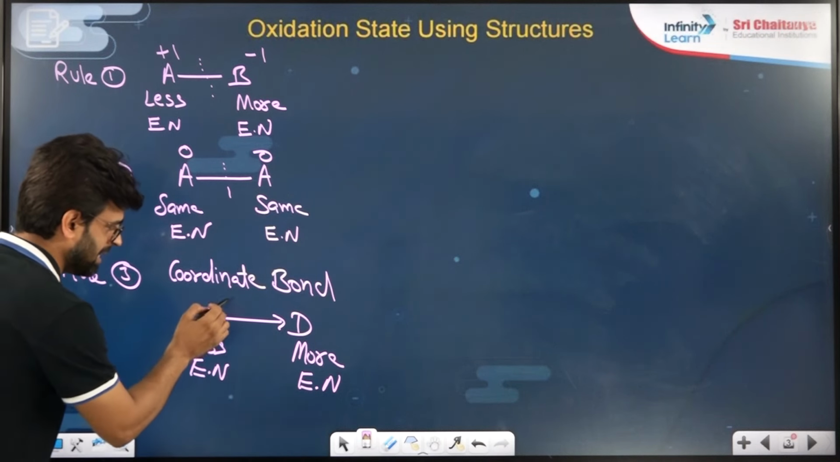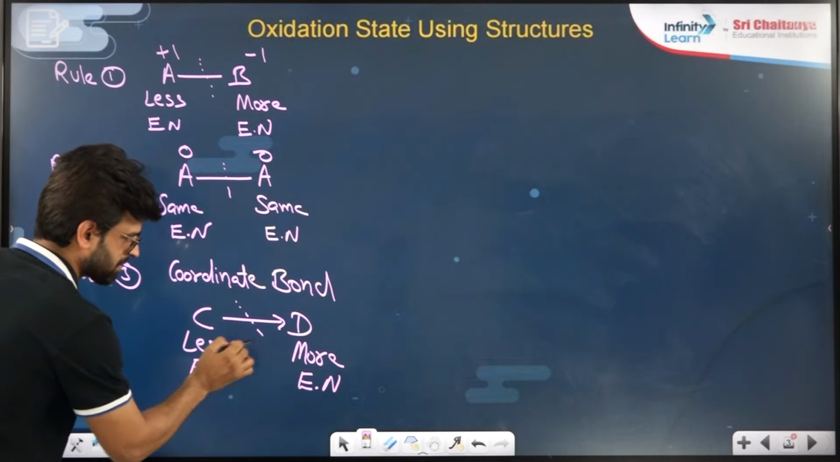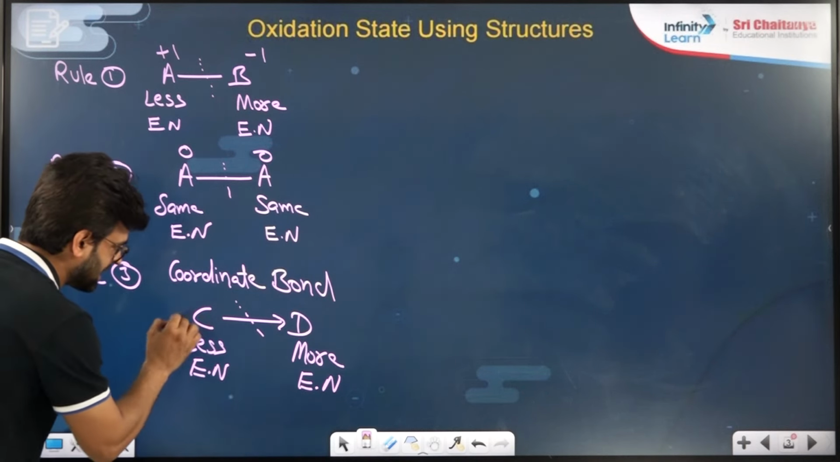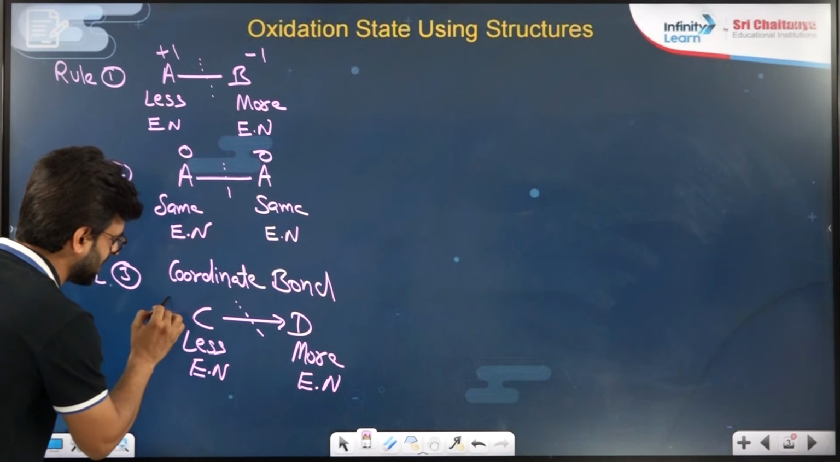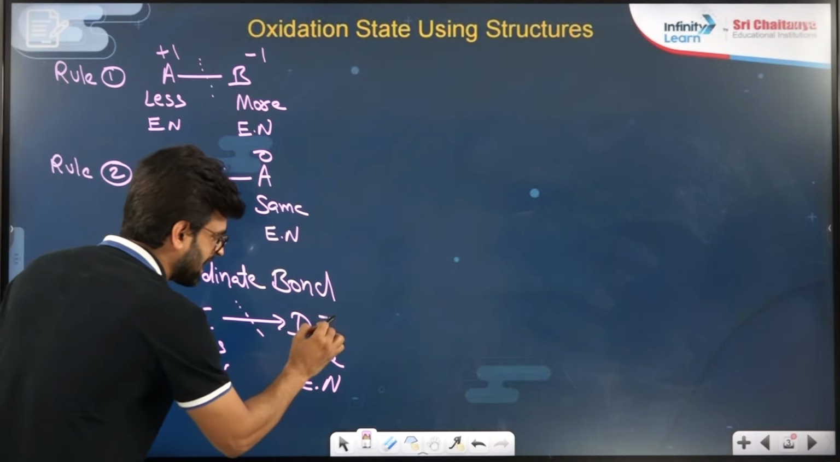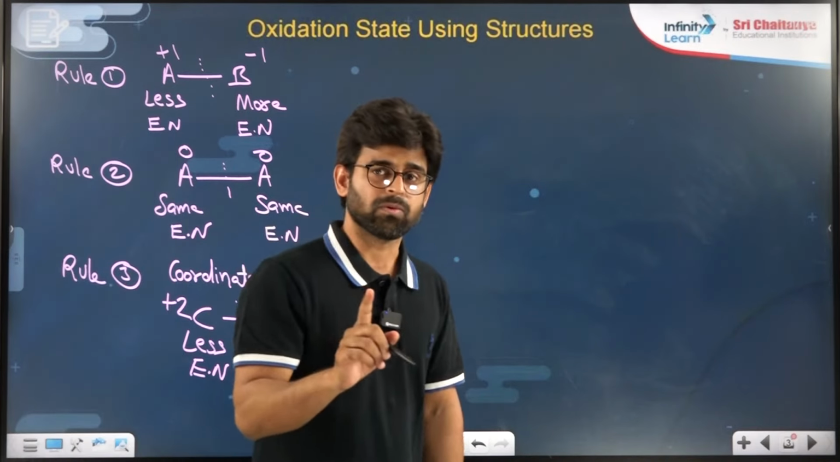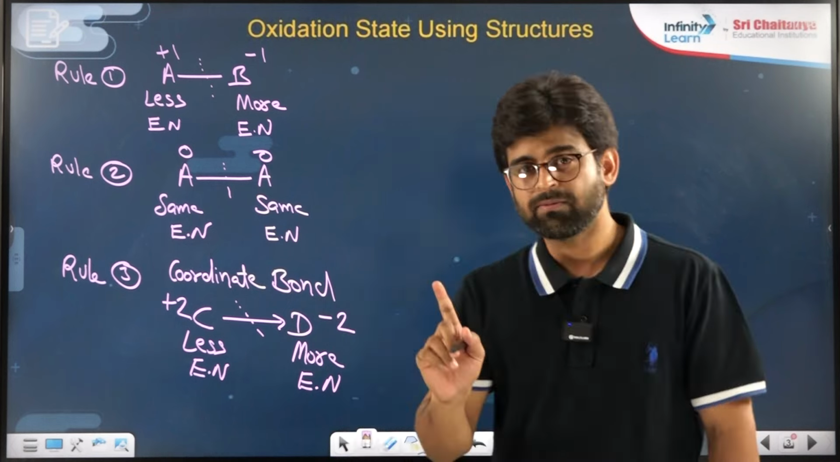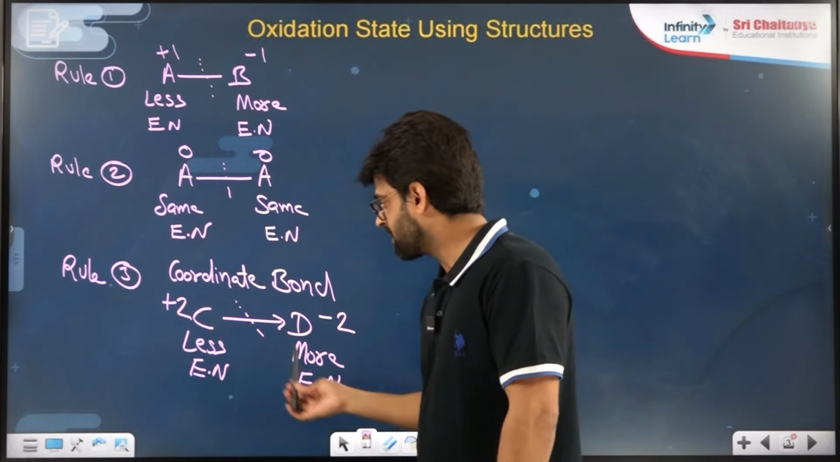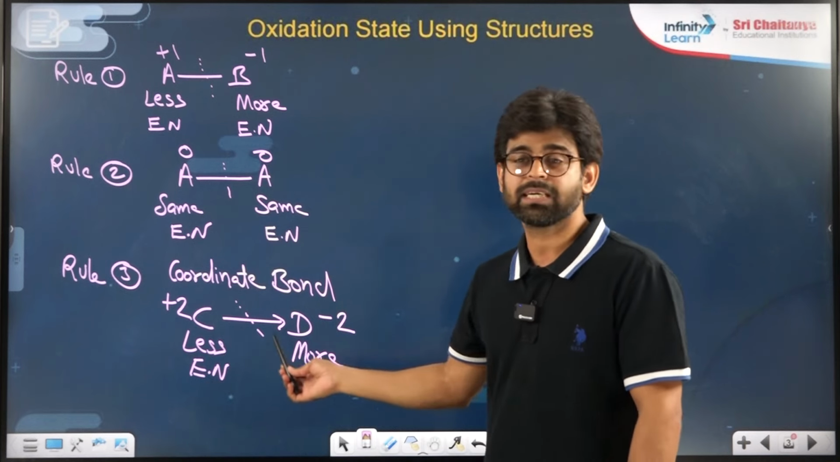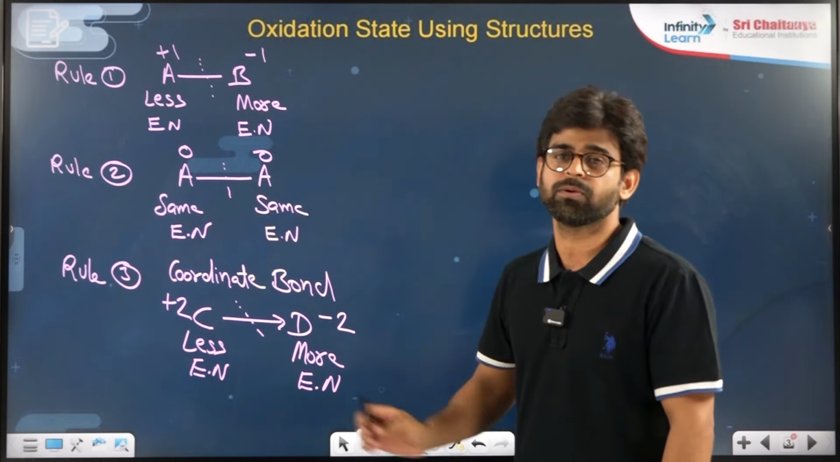In such a case, when we break this coordinate bond, the less electronegative atom will get +2 charge, and this will get how much charge? -2 charge. I am breaking a single bond, but this is a coordinate bond. What is special here? In this coordinate bond, the less electronegative atom is giving both the electrons, right?